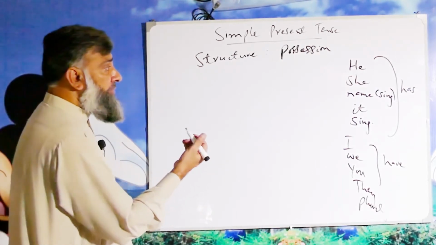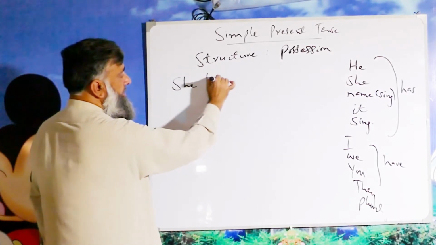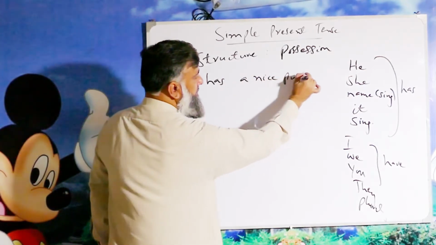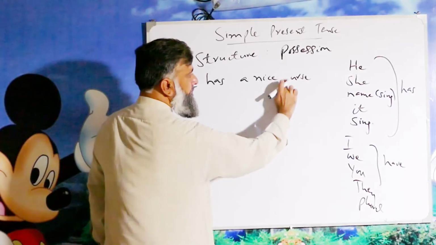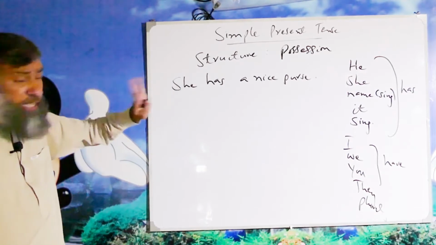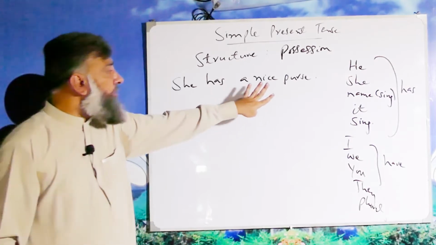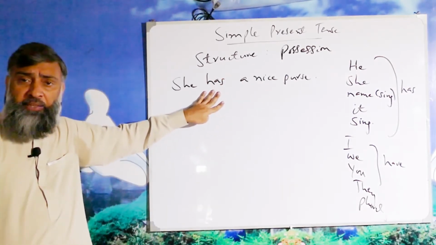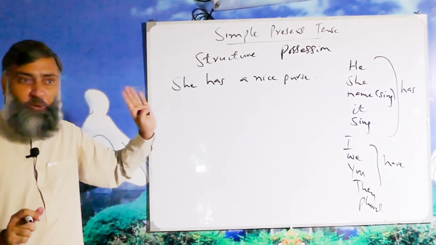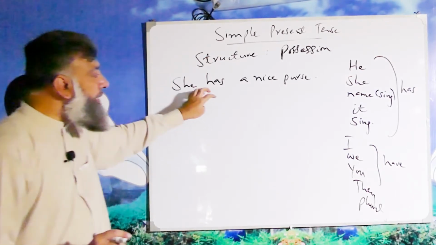So let me give you an example. For example, you say, she has a nice purse. She has a nice purse. So you can see here, the same structure is being followed. Subject, we have verb, we have object, but here in the slot of verb, we have a verb showing possession. We don't have a verb showing action, we don't have a verb showing state. Here we have a verb showing possession.